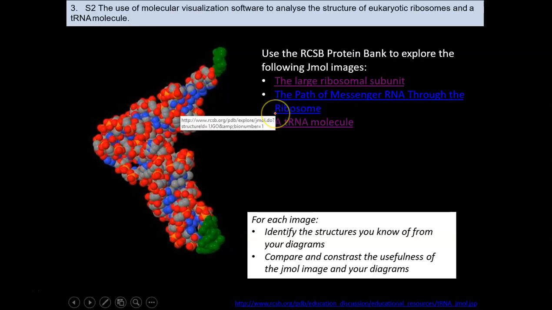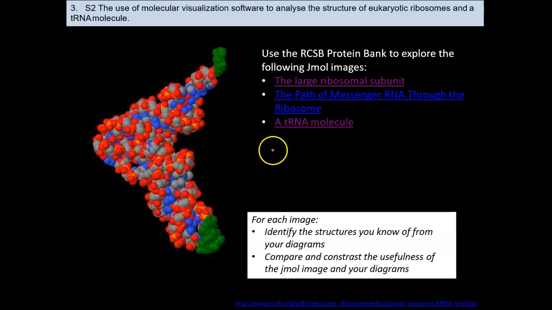Hello everyone. In this video we are going to talk about translation with much more focus on the tRNA structure. In order to find out the tRNA structure, there are so many websites where you can see the 3D diagram by just typing the name of the structure that you are looking for.